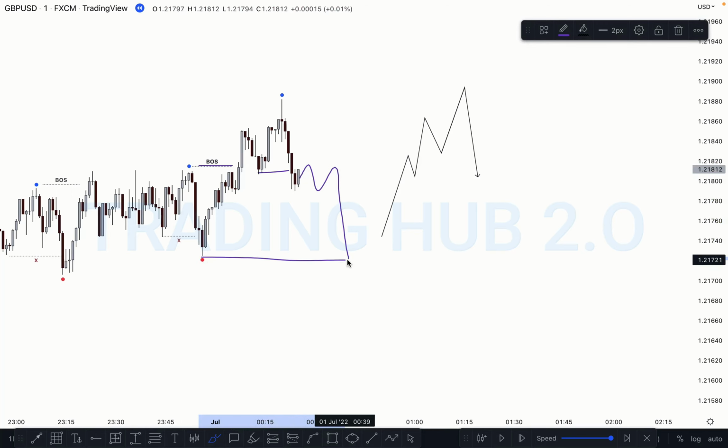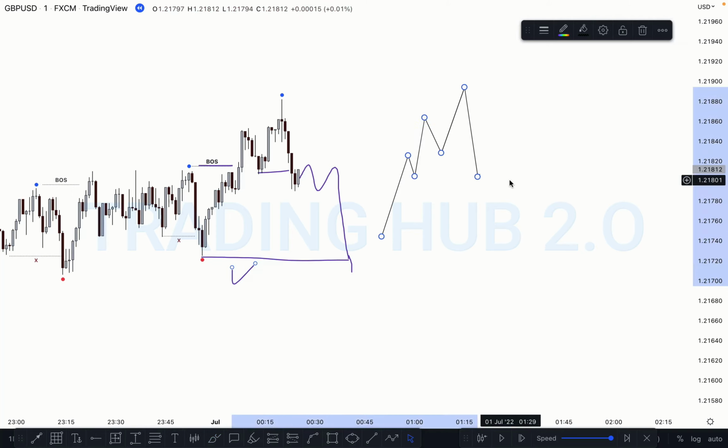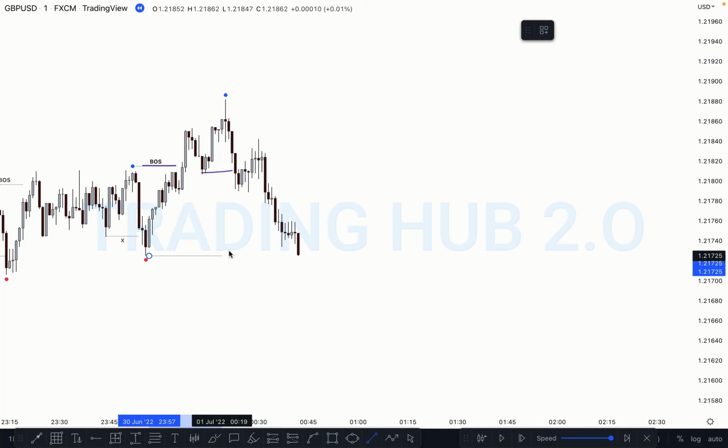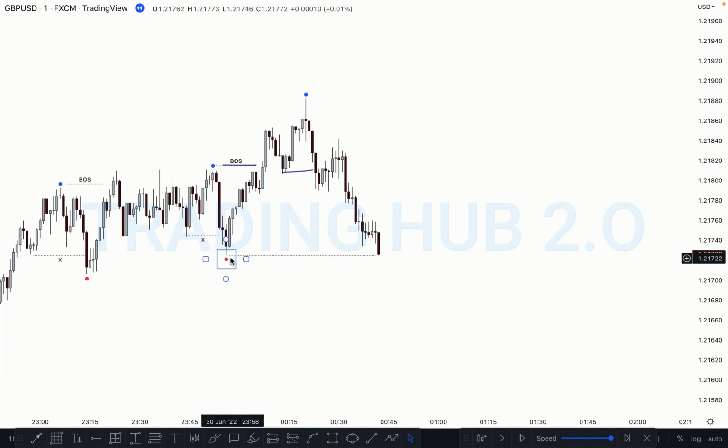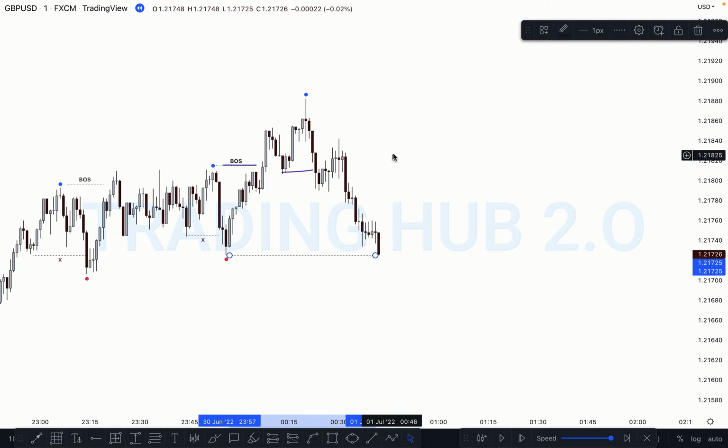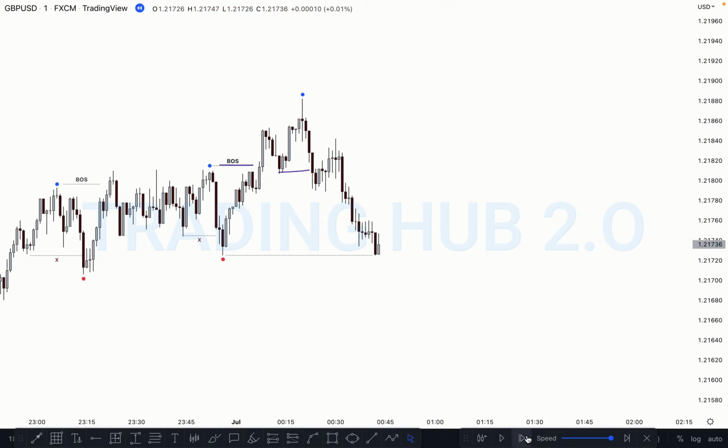breaks this low, which is here, and closes below it, then this move is called a change of character. Okay, so this move is called a change of character. As you can see here, the market has still not broken the structure, so the market is still bullish. Okay, if the market fails to hold this level and is unable to push higher and pushes downside, then this is called a change of character, because the market shifts from bullish to bearish now. Okay, so let's see what happened next.